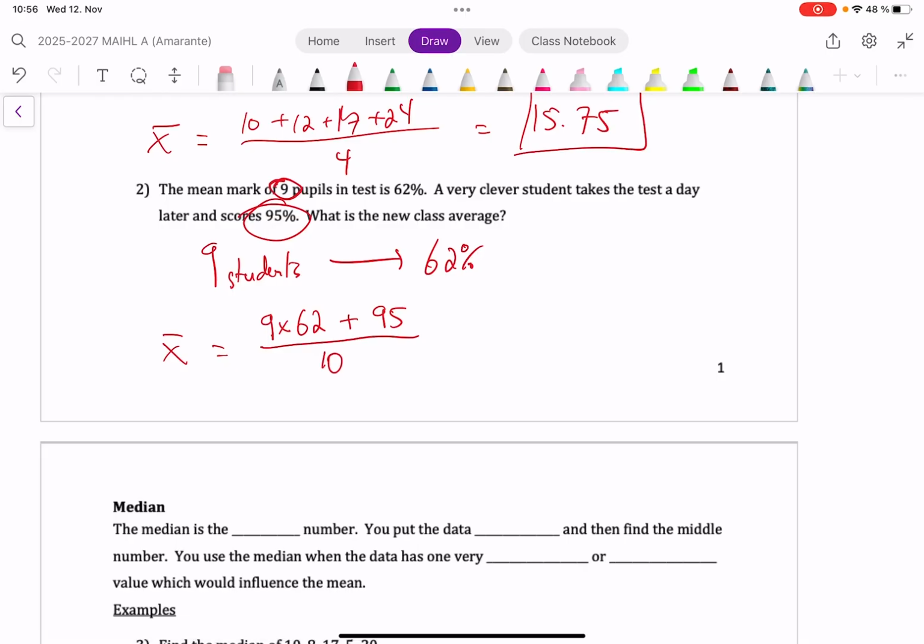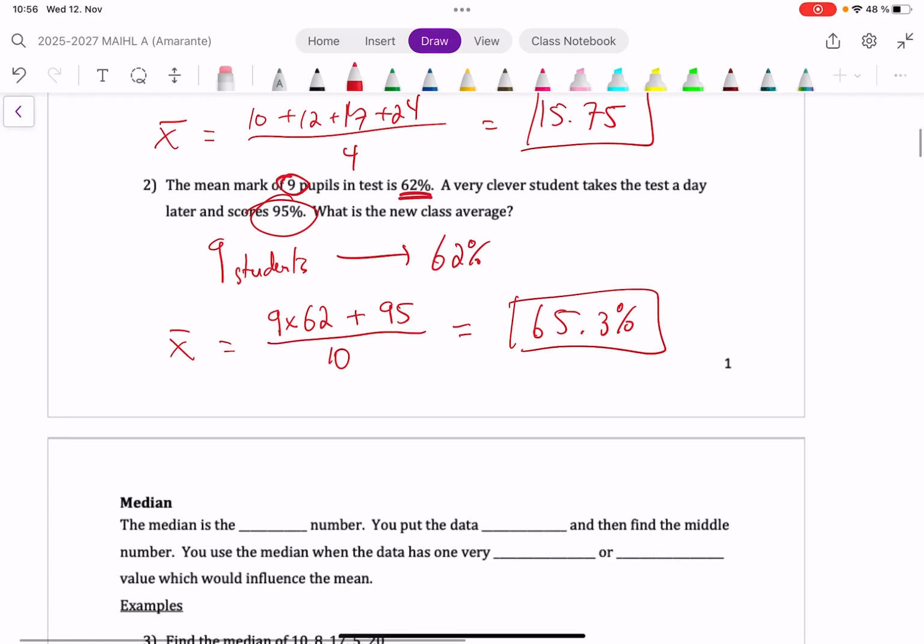So I take those 9 who averaged 62 and assume they all got 62 because that's what they averaged out to be. Then I add the 1 student who got a 95, this extra student, and then I divide it by the new total, which is 10. And so we end up with 65.3% if we calculate that, which pulled the average up. It was an average of 62. Once that one person took the test, it's now 65.3. So mean is the average.